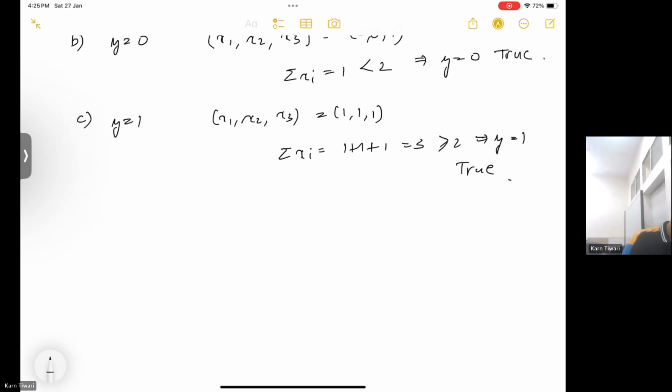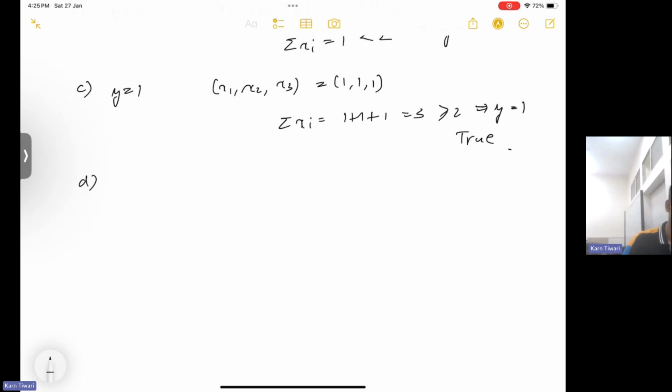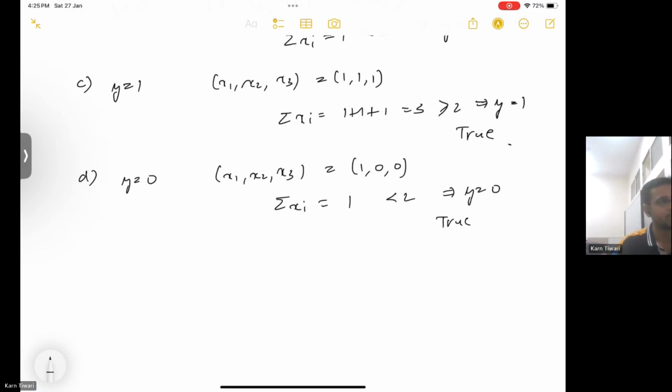Now, coming back to the question, the last option D. They have given y equal to 0 for x1, x2, x3 with only one input on, the summation of xi is 1, which is less than 2, which implies y equals 0, which is again true. So in this case, all the options are true.